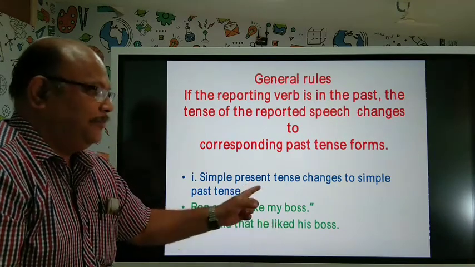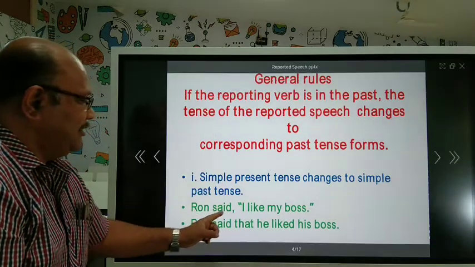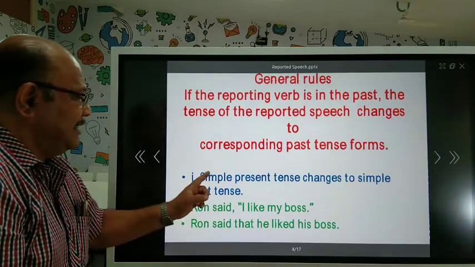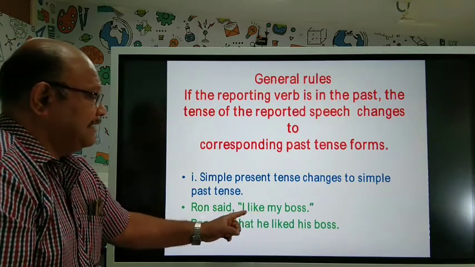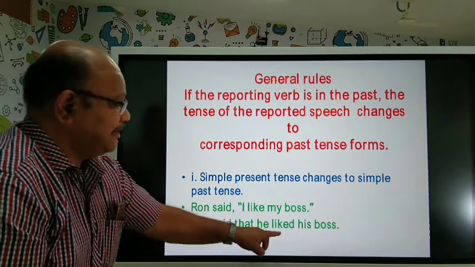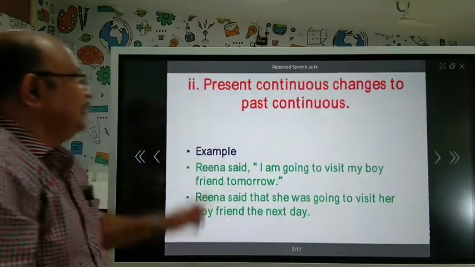So this is the rule. If the reporting verb, here the reporting verb said, is in the past, therefore the simple present tense like changes to simple past tense liked. Now let us go to the next one.